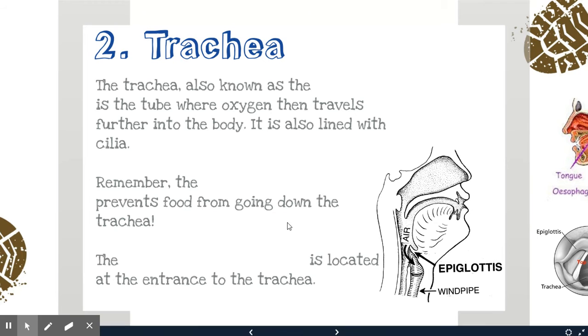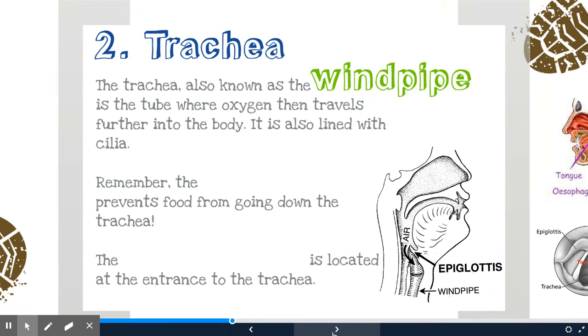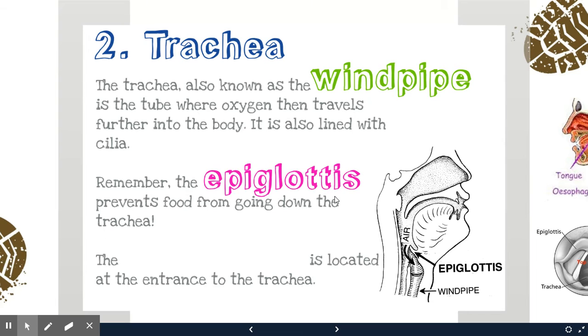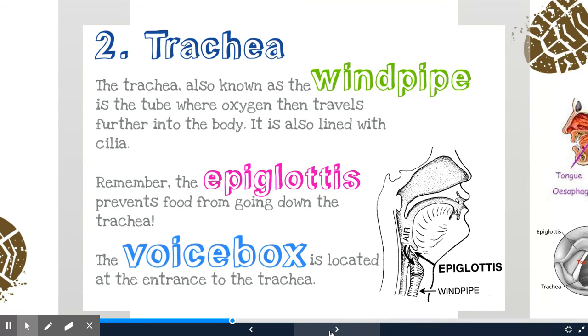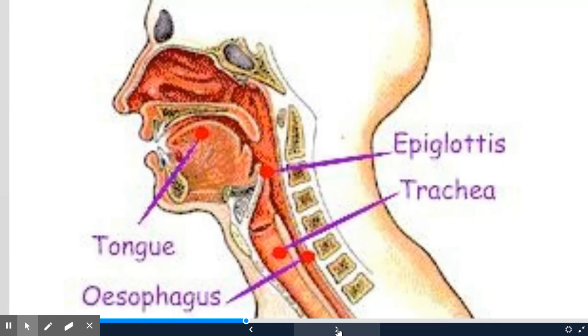Remember, the trachea also known as the windpipe. I forgot these things popped up. Remember, the epiglottis prevents food from going down the trachea. So we are right here. So that means that when we eat, it doesn't go down our trachea into our lungs. The voice box is also located at the entrance of the trachea, and that's where our vocal cords come from, and that's how we can talk and sing and all kinds of other stuff.